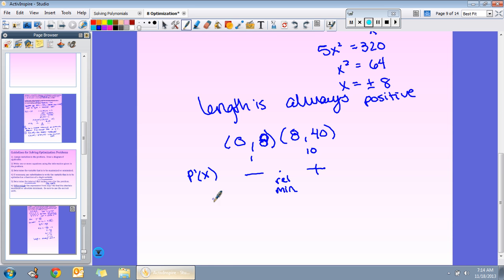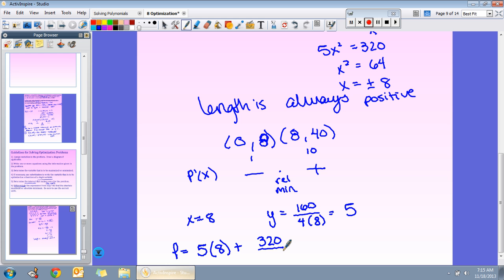So the question asked us what's the least amount of fencing he can use. So if x is 8 and y is 160 divided by 4 times x, then y is going to equal 5, and then our perimeter is going to be 5 times 8 plus 320, oh, I guess divided by 8, okay. And then we're going to get 40 plus 40, which is 80, and the units is meters.